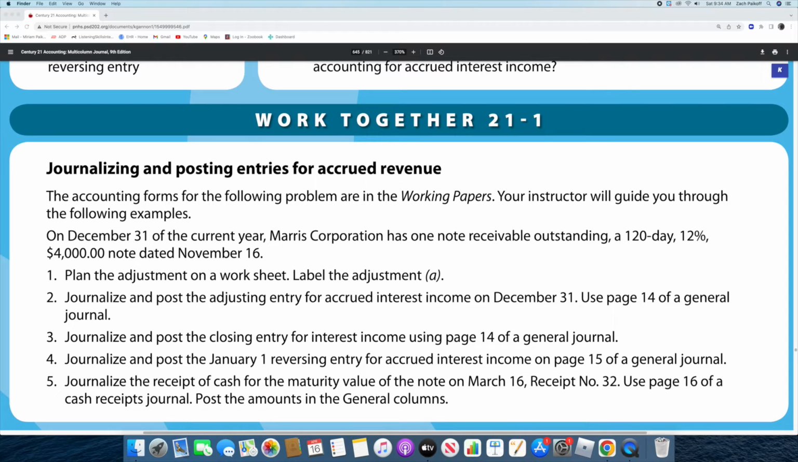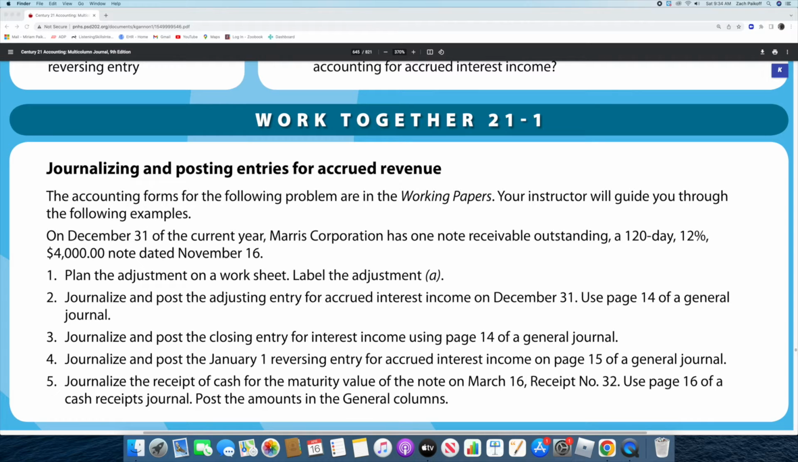for accrued revenue. So the instructions say the accounting forms for the following problem are in the working papers. Your instructor will guide you through the following examples. On December 31st of the current year, Maris Corporation has one note receivable that is outstanding, a 120-day, 12%, $4,000 note dated November 16th.